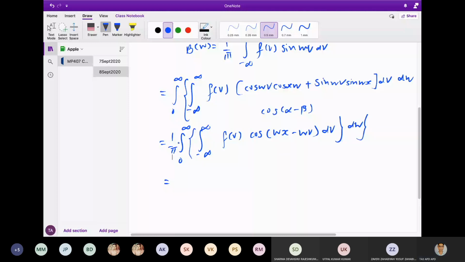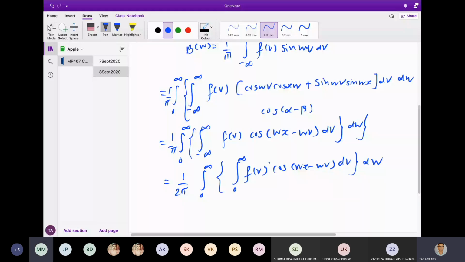Because now this is an even function, what I can write is that this whole integral is 1/2 times the integral from 0 to infinity. So let me just write down first. This is going to be 0 to infinity, integral 0 to infinity f(v) cos(wx minus wv) dv dw. Okay.